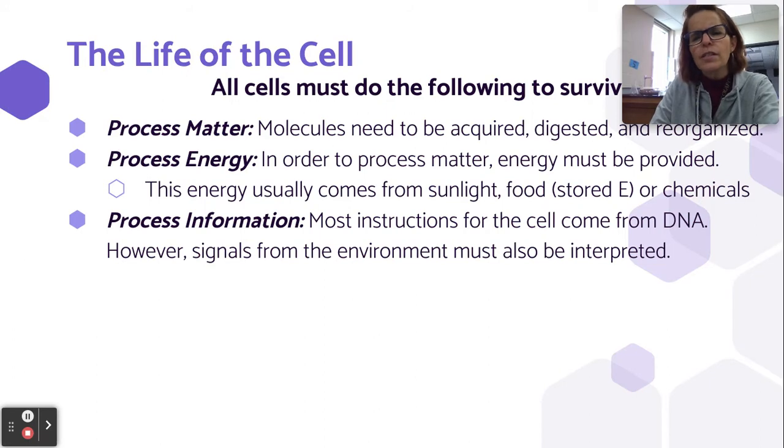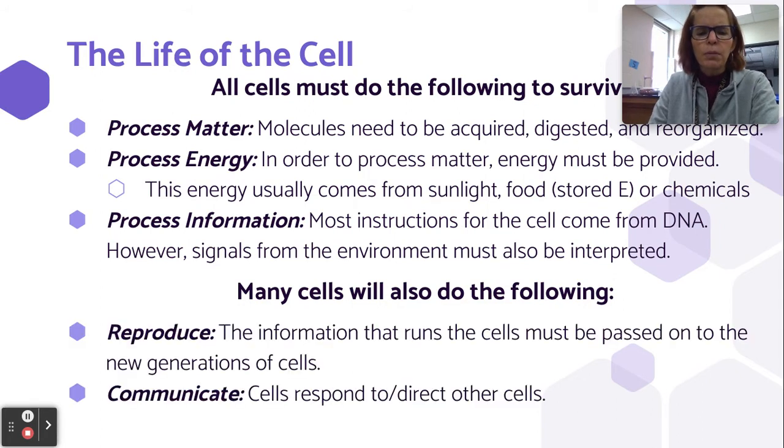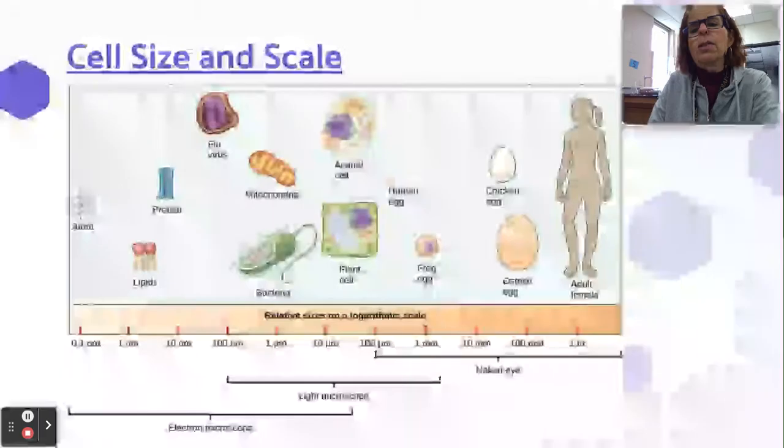All right, and then all cells have to process information. Most instructions for the cell come from DNA. However, signals from the environment must also be interpreted. So that's a crazy thing, that your cell can interpret what's going on in the environment and then adjust accordingly. Many cells also reproduce and communicate directly with other cells.